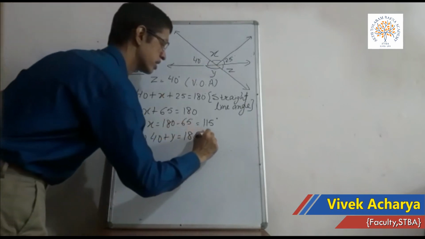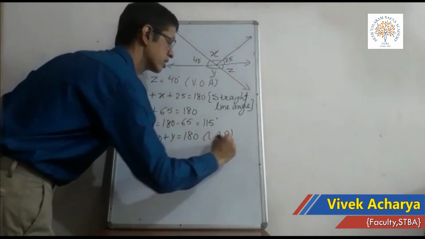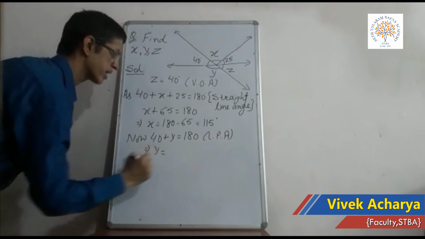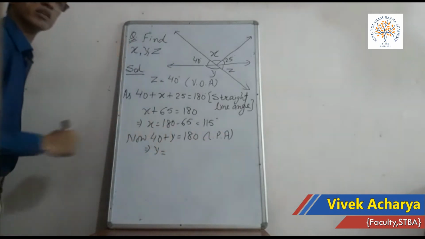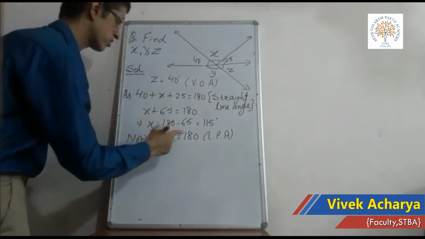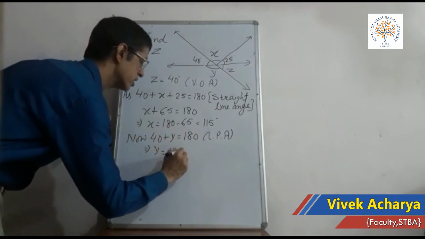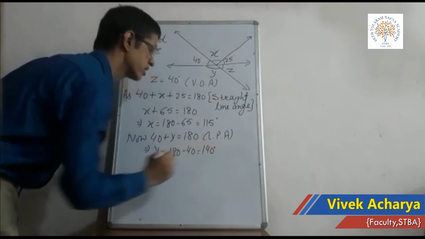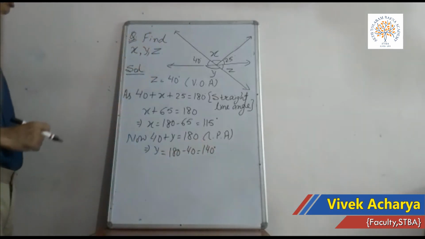So y is equal to, transferring the 40 to this side, y equals 180 minus 40. So you get 140 degrees. So by this method, children, we can find x, y and z.